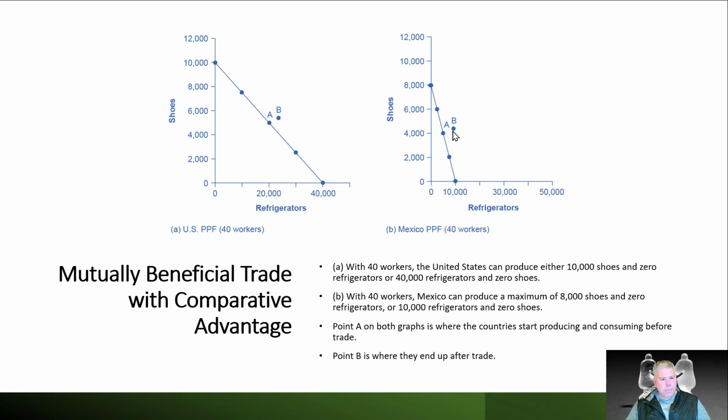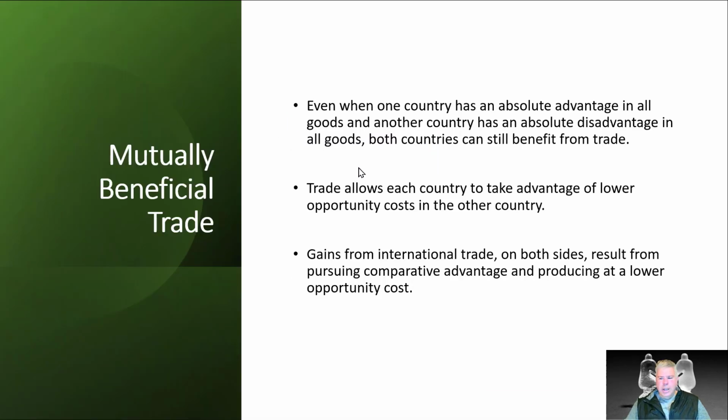If you can get out beyond the production possibility frontier, out into here, that means that trade is going to be beneficial. Even when one country has an absolute advantage in all goods, like in the case we just looked at, both countries could still benefit from trade. Trade allows a country to take advantage of lower opportunity costs.